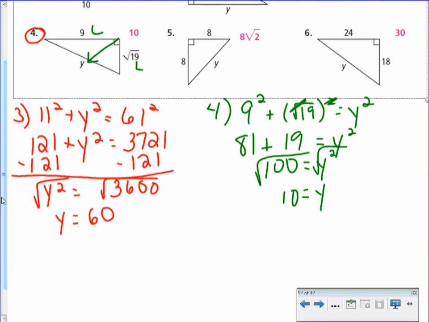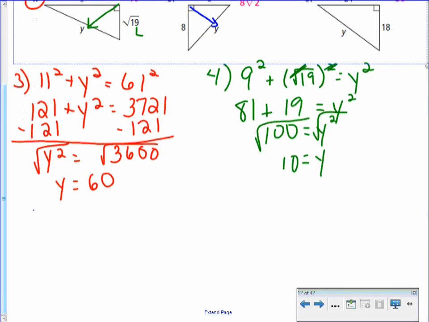So 5, we have an 8 and an 8 and a y. Those two 8s, what are they? Legs. They have to be legs, because the hypotenuse always has to be larger than everything else, and obviously, if those two are the same, they can't be larger. So we have hypotenuse of y. We have our two legs of 8. So I have 8 squared, and I have 8 squared, and I have another y squared.